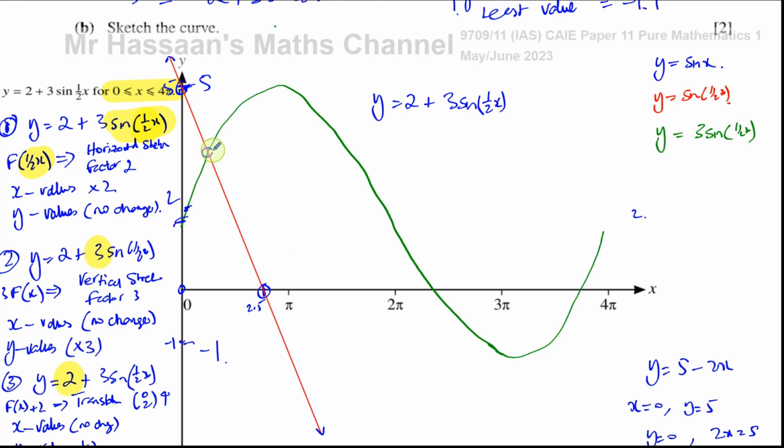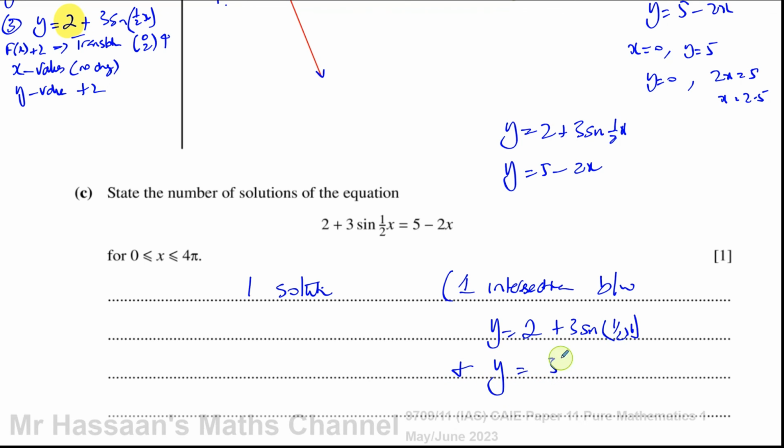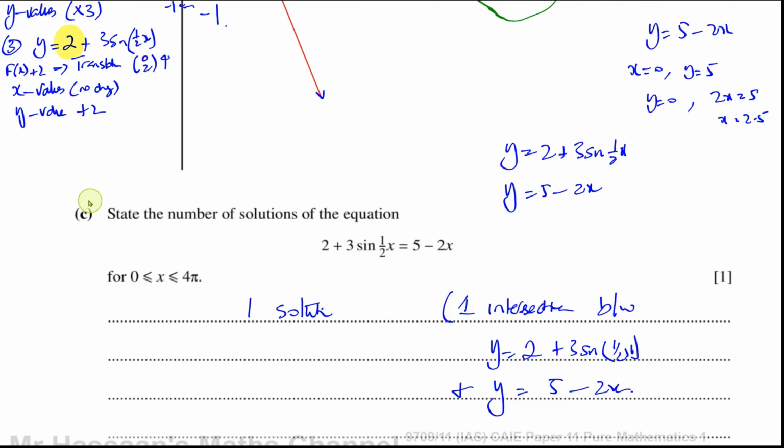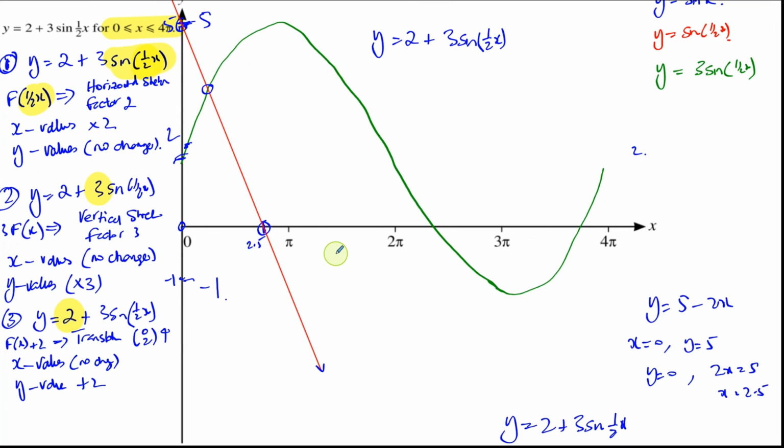So it will only ever intersect the curve in one place. So we can say that the answer is one solution. If they say give a reason, it's because there's one intersection only between y equals 2 plus 3 sine of half x and y equals 5 minus 2x. Because they intersect in one place, there'll only be one solution to that equation. All right, so there's the answer to that question.